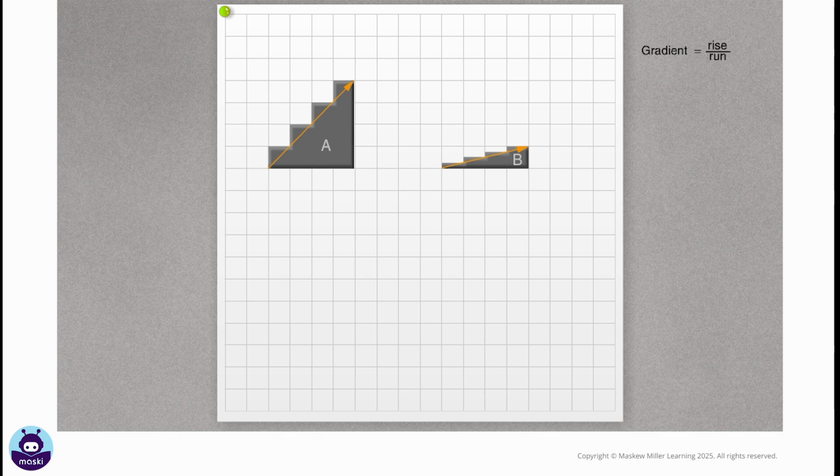The gradient is given as the ratio of the vertical change or the rise to the horizontal change or the run. In this case, the staircase A rises to a height of 4 meters vertically as it runs a distance of 4 meters horizontally. Its gradient can be given as 4 over 4 is equal to 1. On the other hand, staircase B rises to a height of 1 meter as it traverses a distance of 4 meters. Thus its gradient is 1 over 4.